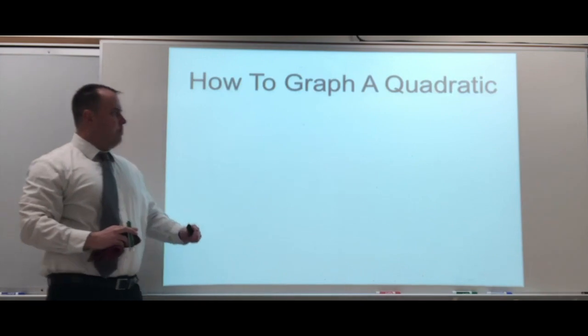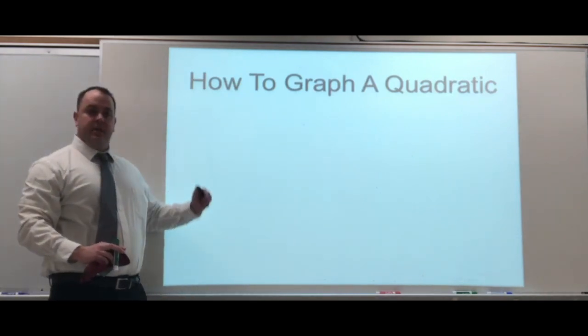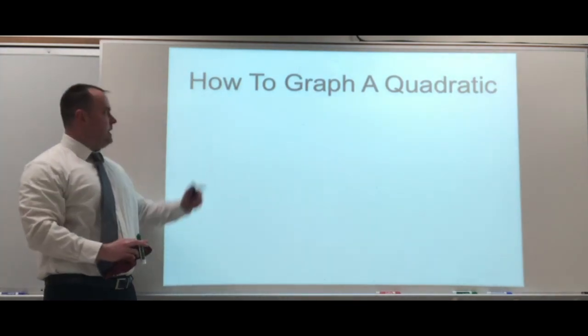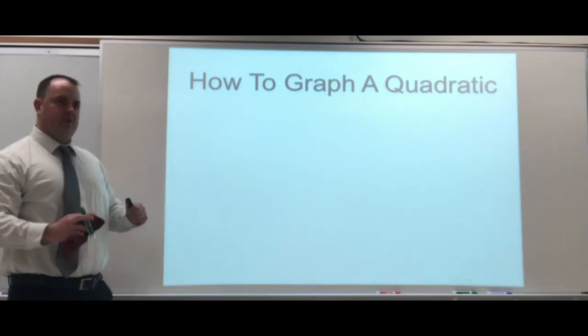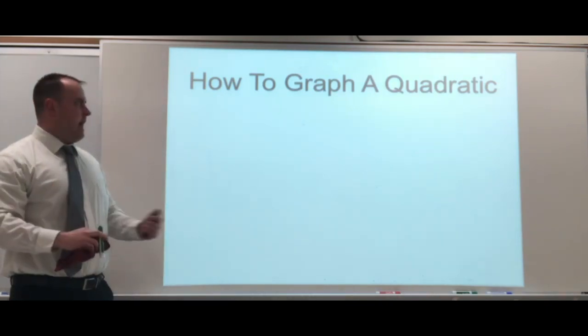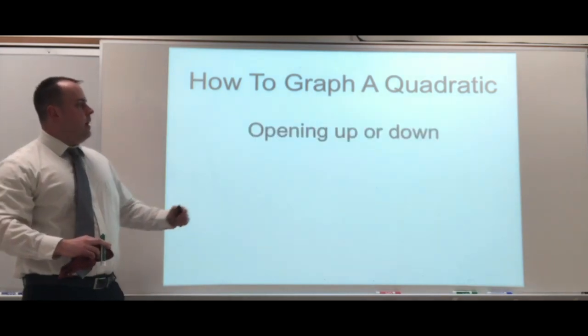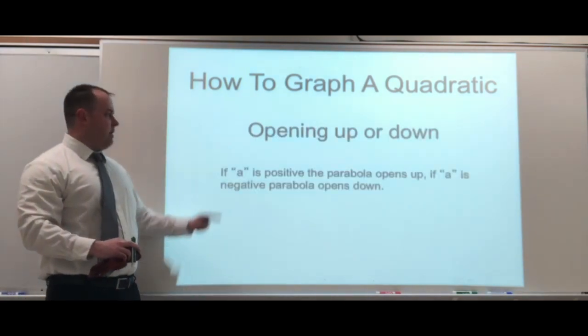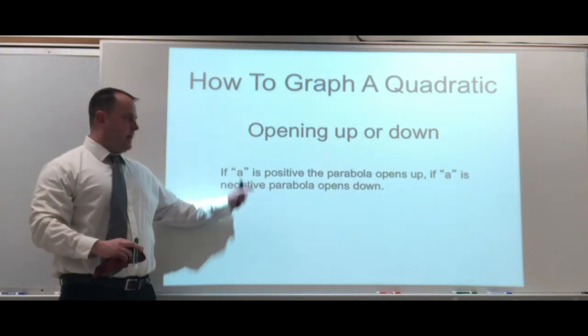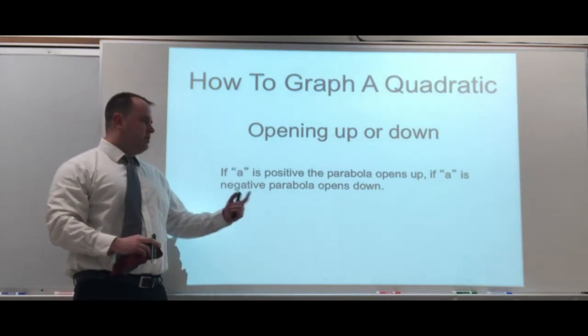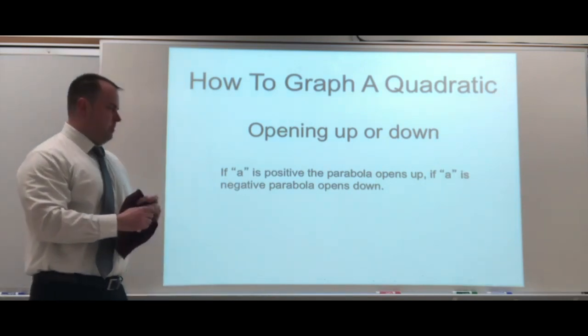Now, I pointed out before that each of the equations had an a variable in it. This is how you can tell if the graph's going to be opening up or down. Opening up or down is determined by the a variable. If a is positive, the parabola is opening up. If a is negative, it's going to be opening down. So when I had those examples up there, I put them up again.